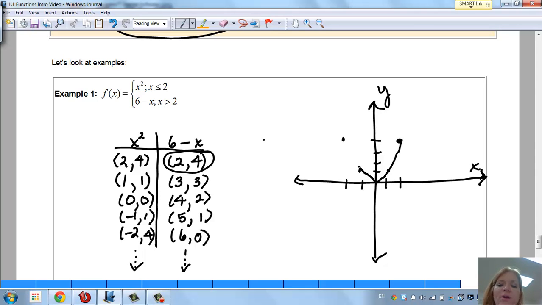Actually, it's a parabola, isn't it? Sorry, it's kind of bent. It should be more curved like this. All right, so that's a parabola, and it goes forever that way, and it stops here because it only works there. Now the next piece, I graph that.